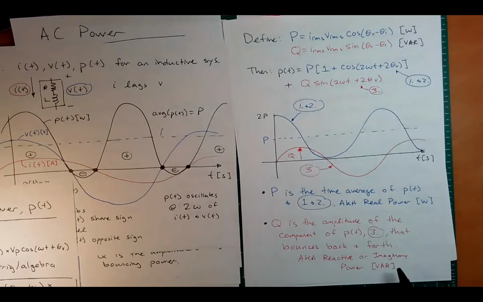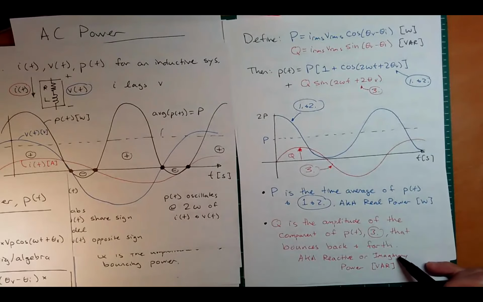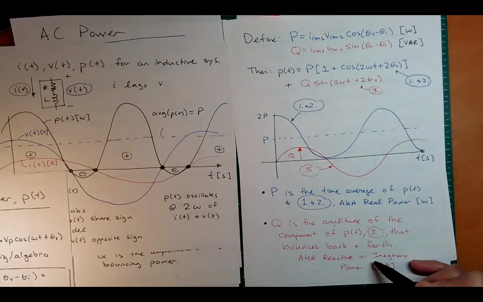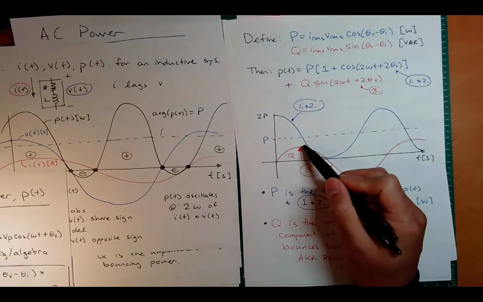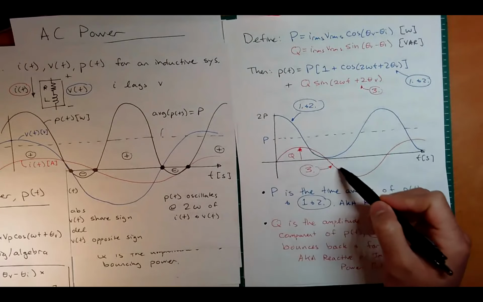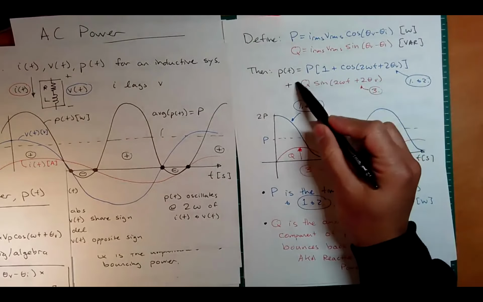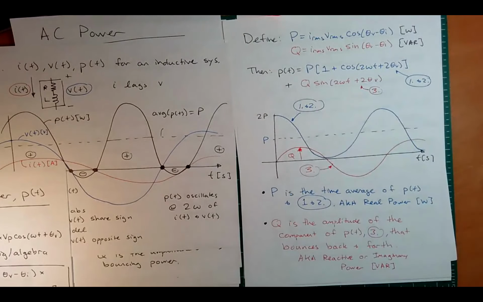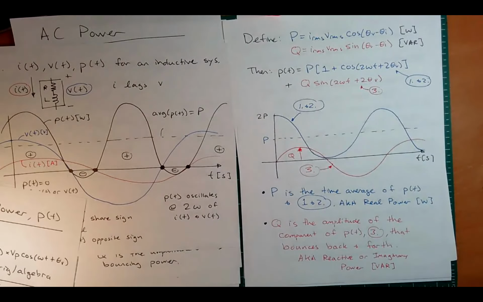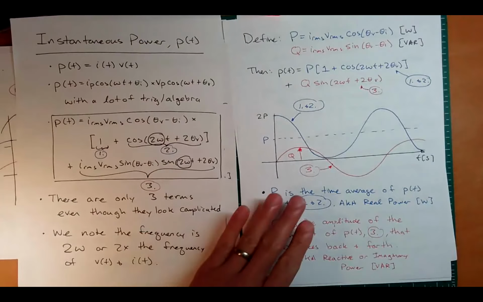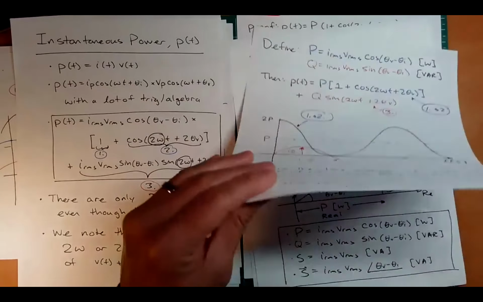Is it really imaginary in the sense that it doesn't exist? No, it's imaginary only because of the mathematical term imaginary, because we plot it on the imaginary axis. But it is not imaginary. It is definitely there, and it could definitely kill you, right? Okay, so Q is this guy, the amplitude of the component of the instantaneous power that bounces back and forth. You almost have to say that to yourself three or four times. Okay, let's keep going.